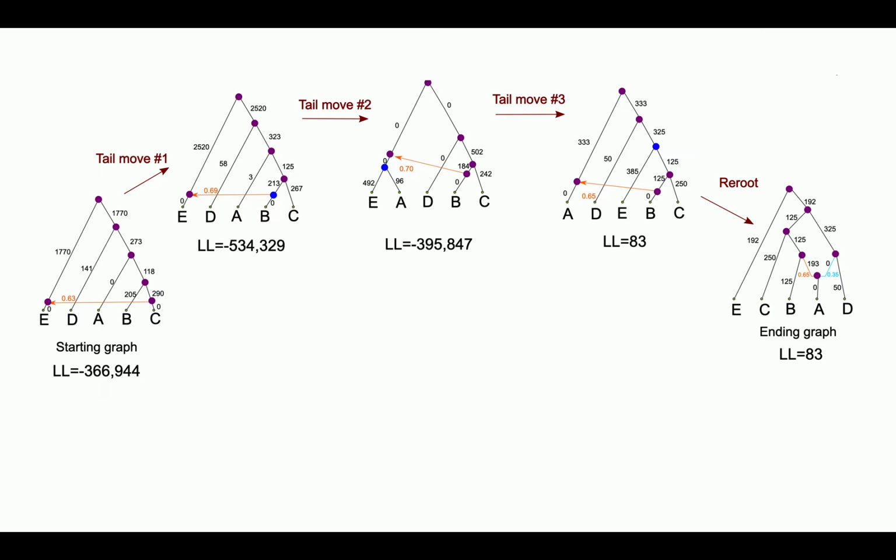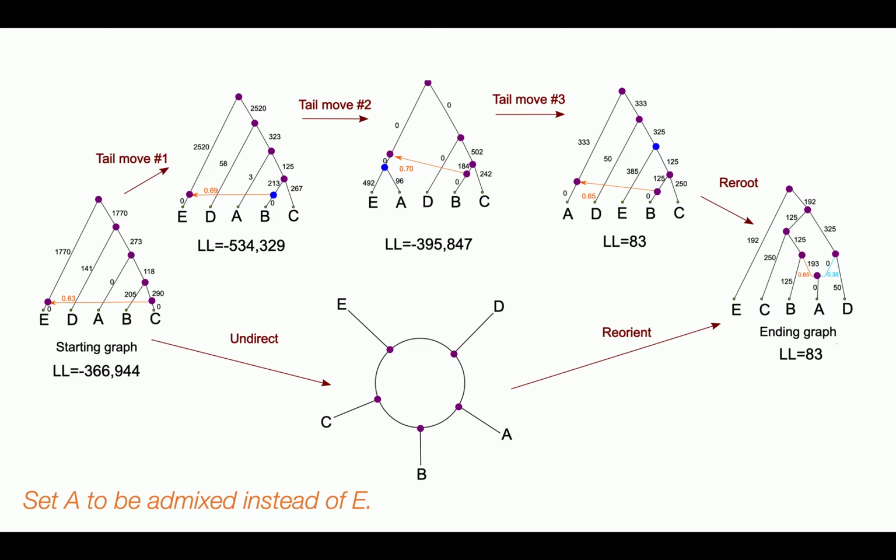And so we want to escape this local optimum, and to do so, we are interested in applying a single operation that would allow us to move from the starting graph to the ending graph. Because again, even if we were allowing tail moves to traverse through graphs of lower likelihood, the space of doing 3 tail moves makes it unlikely that we would get to the ending graph. So we want to think about whether we could get from the starting graph to the ending graph in an easier way. And we can do this actually through reorientation.